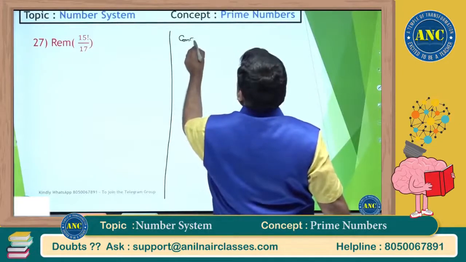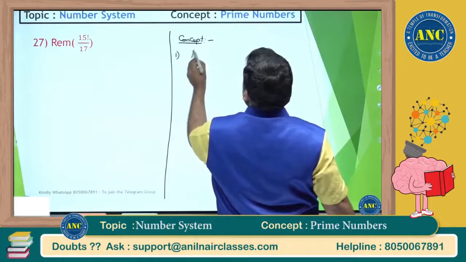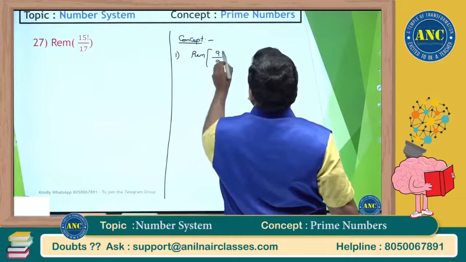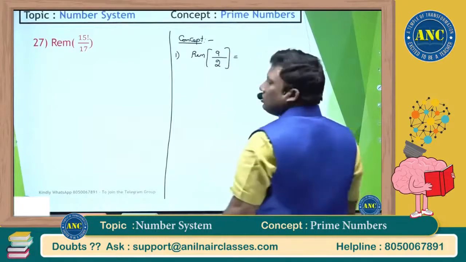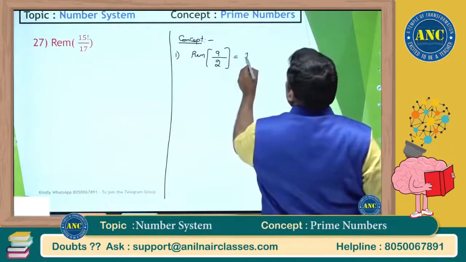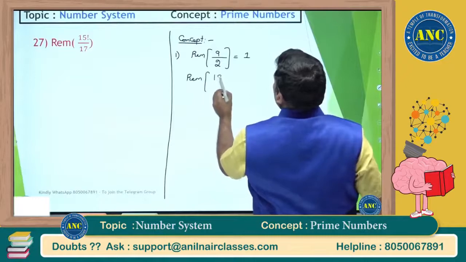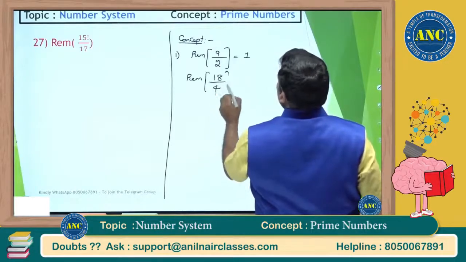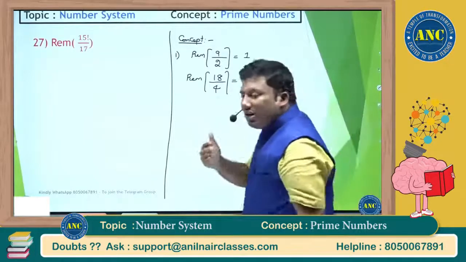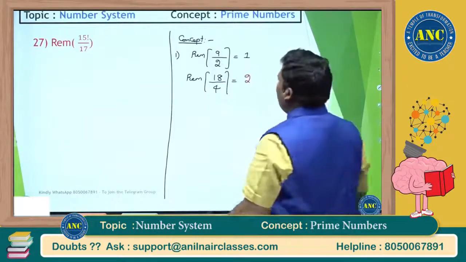First concept. Remainder when 9 is divided by 2: 2 fours are 8, the positive remainder is 1. Remainder when 18 is divided by 4: 4 fours are 16, the positive remainder is 2.